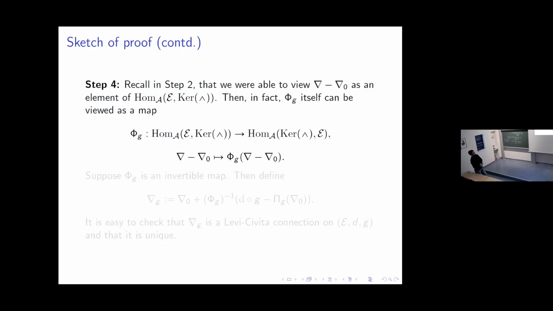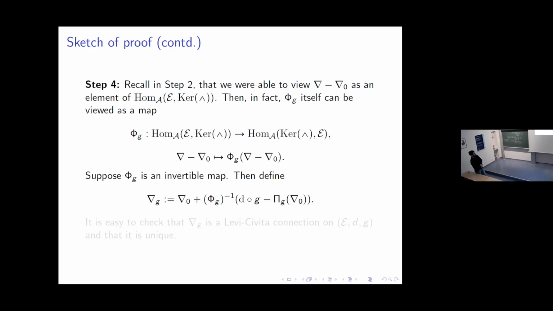So remember that we had set aside the information that nabla minus nabla naught is a right A-linear map from E to the kernel of wedge. Then nabla minus nabla naught is mapped by phi g to phi g of nabla minus nabla naught. This is a map taking this Hom set to this Hom set. And suppose that phi g is in fact an invertible map.